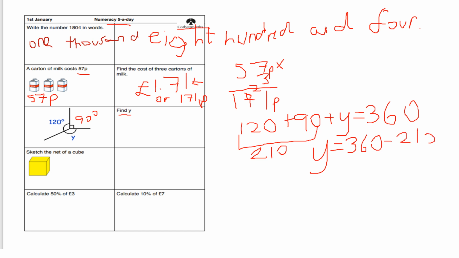And I'll write it as a column subtraction. So 360, take away 210. It can be done on a calculator, but I'm trying to get you into the habit of showing your full workings without a calculator. But if you want to check on a calculator, that's absolutely fine. 0 minus 0 is going to be 0, 6 minus 1 is equal to 5, and 3 take away 2 is equal to 1. So Y is equal to 150 degrees.